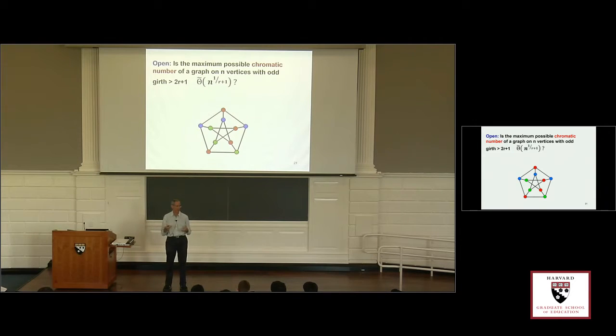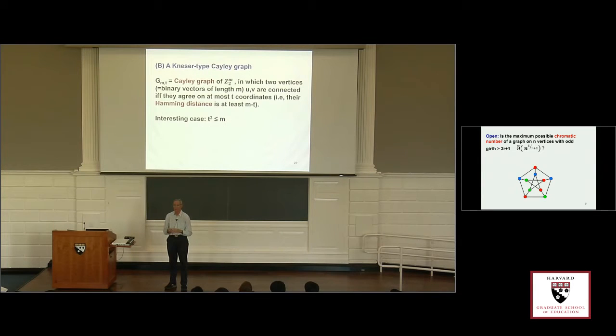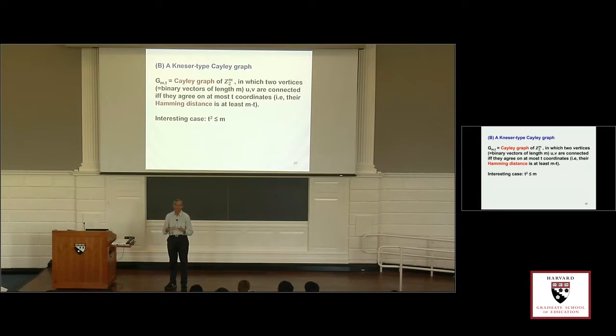So this is the case for r equals 1, and we don't know it for any other r, but maybe this is a reasonable guess. This is one thing that I wanted to mention about odd girth. Another one is a specific graph, a Cayley-Kneser type graph, that I think will be interesting because it will require some new methods, I believe, to estimate well the chromatic number of this graph.